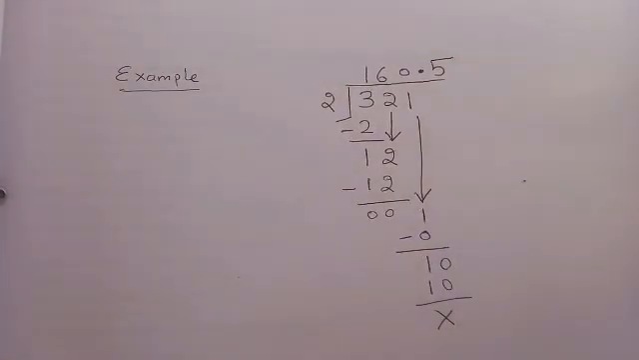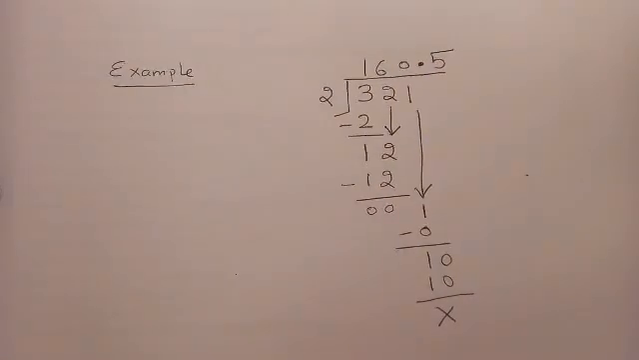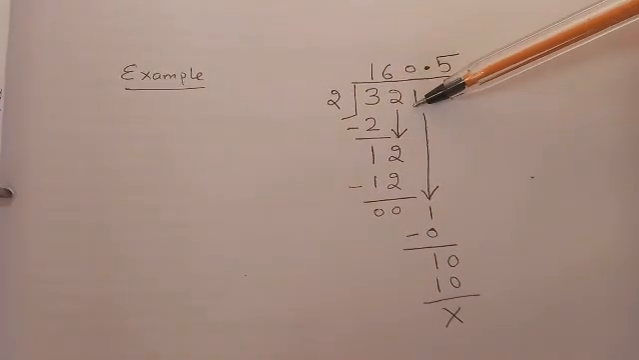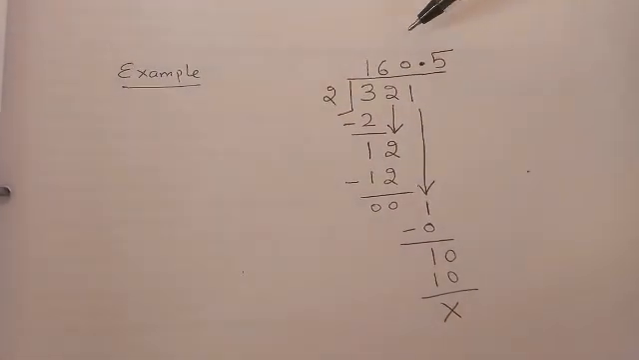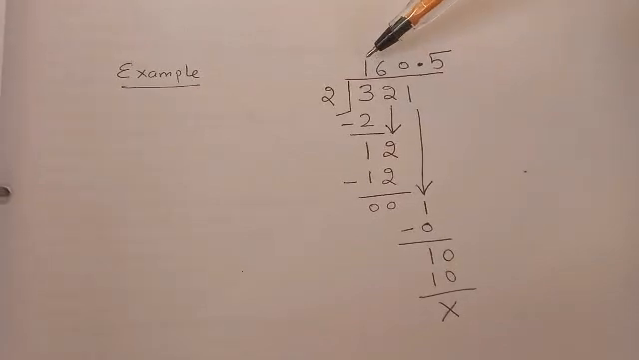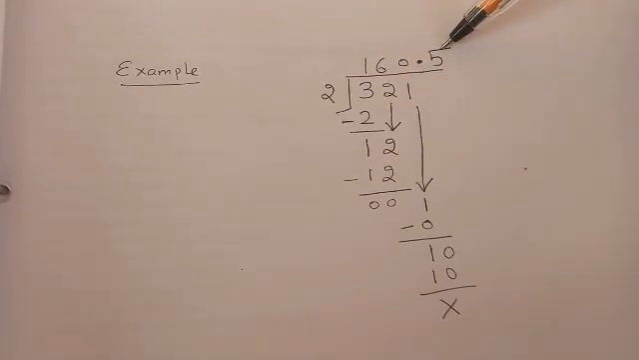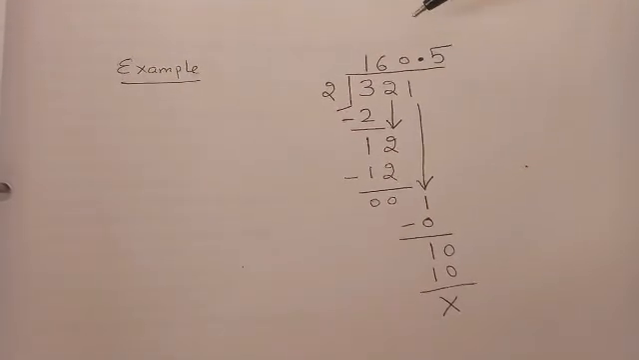Another example of division is dividing 321 into 2 equal parts. We get a part having 160.5. Now how do we do this?